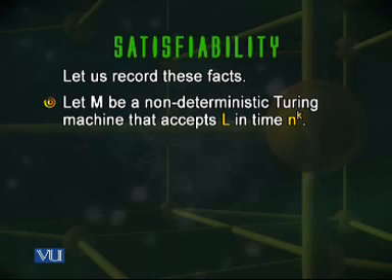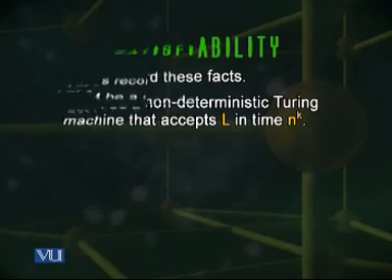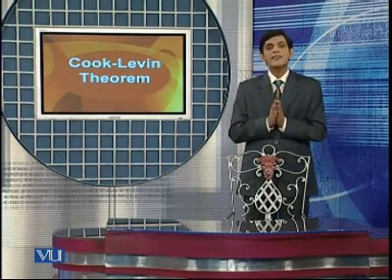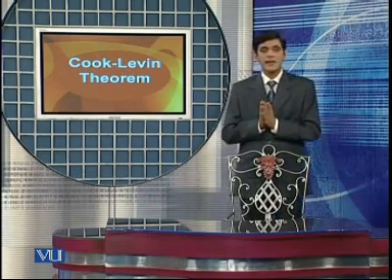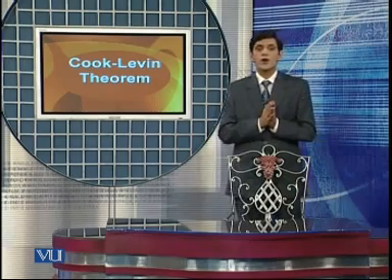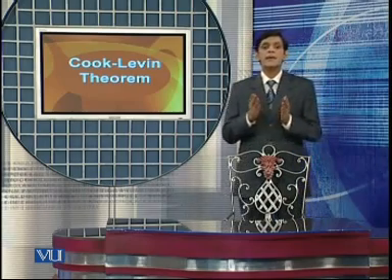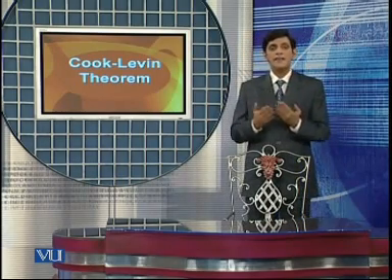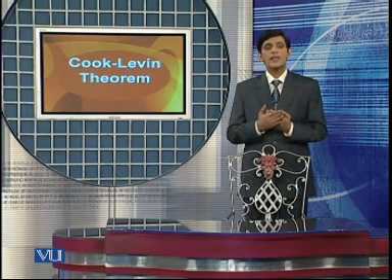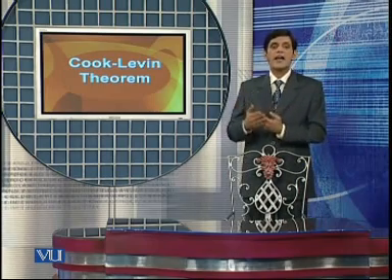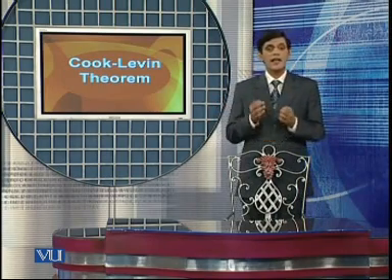Let M be a non-deterministic Turing machine that accepts L in time n to the k. So since L is in NP, there must be a non-deterministic Turing machine which accepts L in non-deterministic polynomial time. So we fix a machine M that accepts L in non-deterministic polynomial time, and we let n to the k be the upper bound on the running time of this non-deterministic Turing machine. That is exactly what it means for a language to be in NP. It means it's accepted by a non-deterministic Turing machine in time n to the k for some fixed constant k.